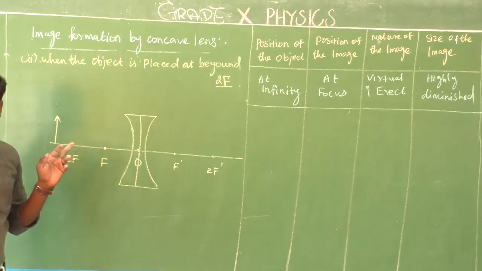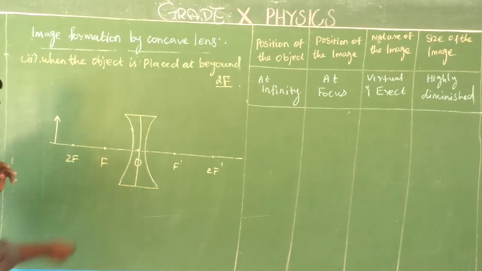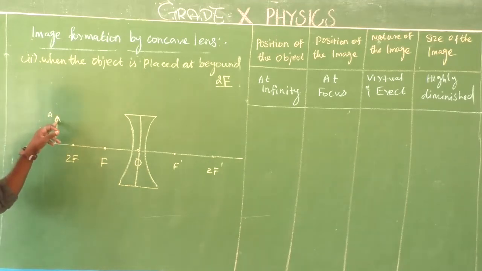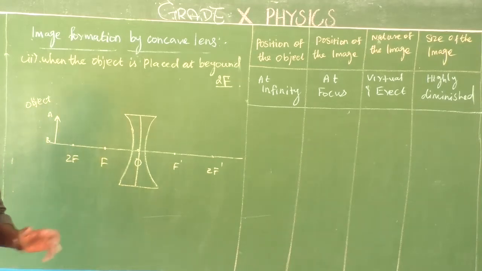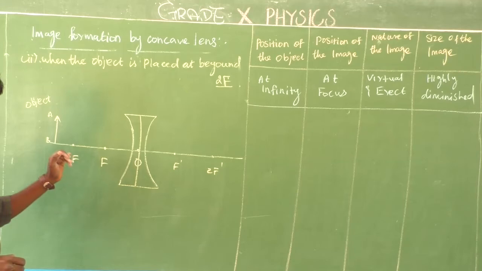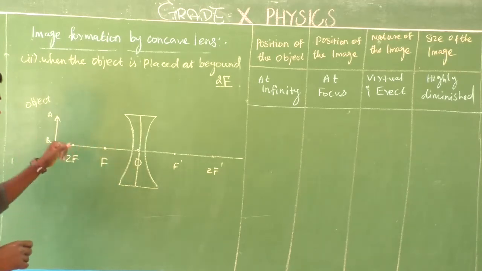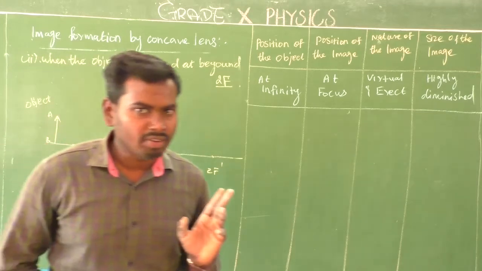Here, the object is placed beyond 2F. Consider this is A, B: the top of the object A and the bottom of the object B. So this is the object. Light rays are coming from an object placed beyond 2F. Many light rays are coming, but we need just 2 rays.